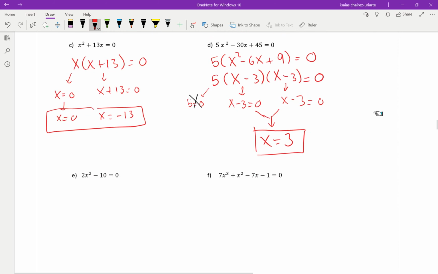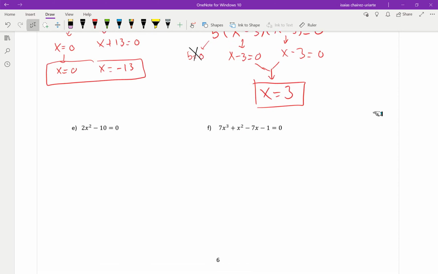All right, the next one. So what can I do here? What can I do in this situation here? Can I factor? What can I possibly do here? Let's see. I think there is a little bit of factoring that can happen. I know that both terms are divisible by 2. So I can factor out a 2, and this becomes x squared minus 5.